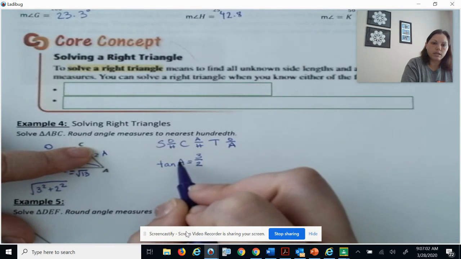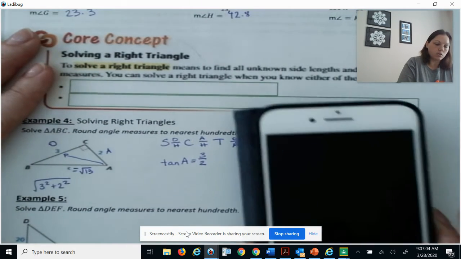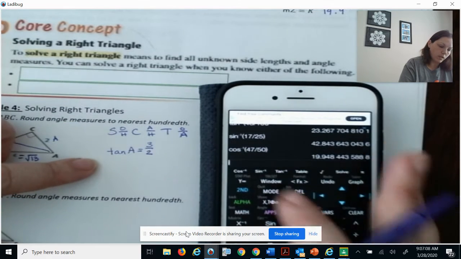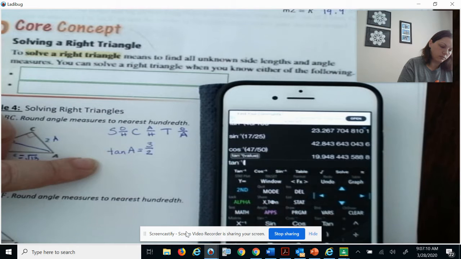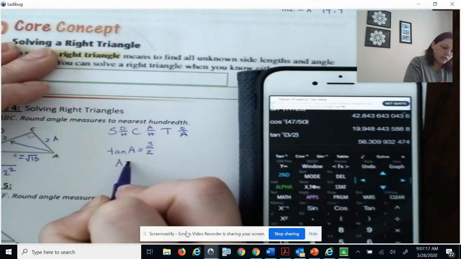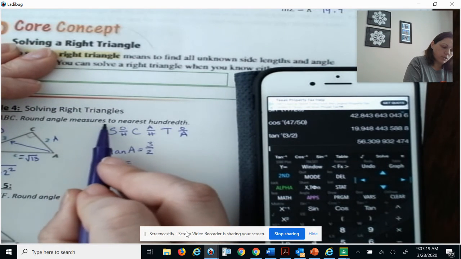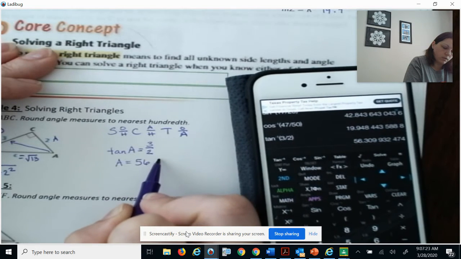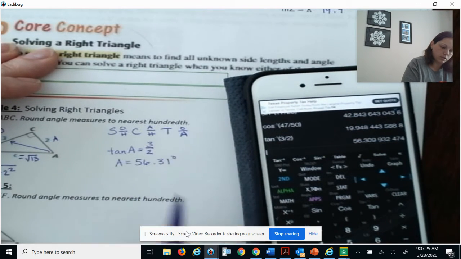So to find this angle, I want to use the inverse tangent. So I'm going to put it in my calculator. Second tan 3 divided by 2, equals, round measures to the nearest hundredth. So we're going to do 56.31 degrees.